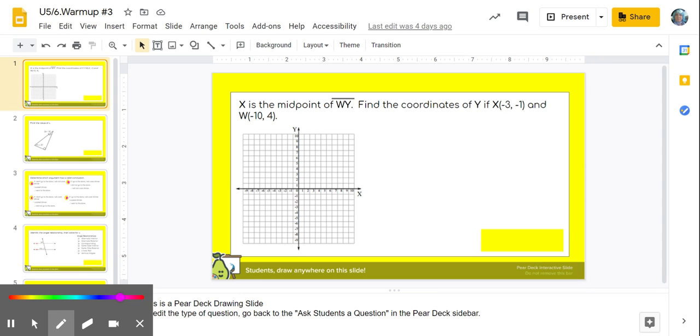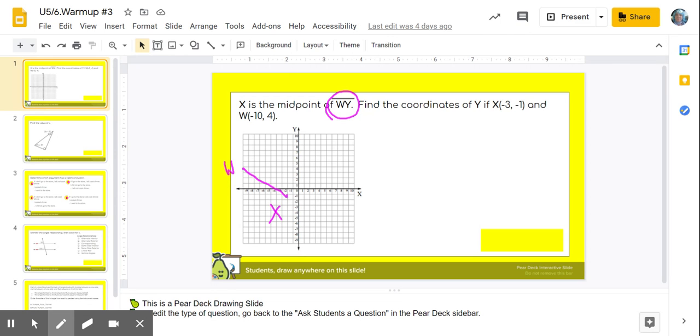In this first question, you want to plot your points. So x is (-3, -1), that's x. And then (-10, 4), that's w. And it says wy is the line. It says x is the midpoint. So if I have w as an endpoint, x as a midpoint, and y as the other endpoint, I've got to fill out my table.